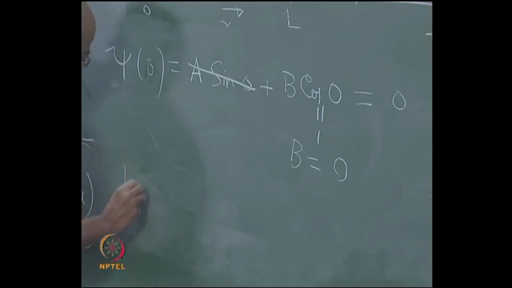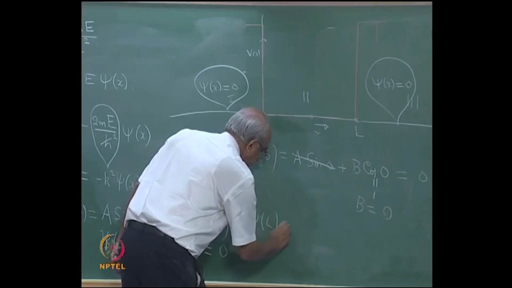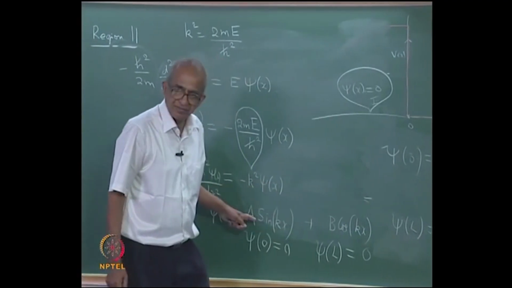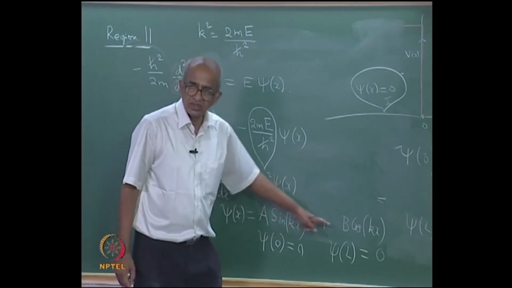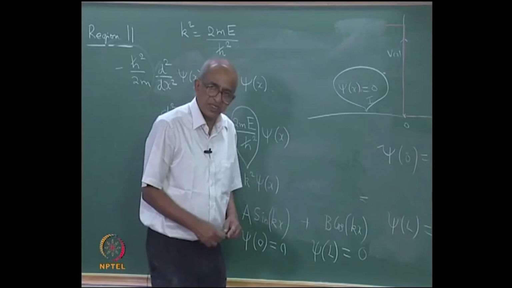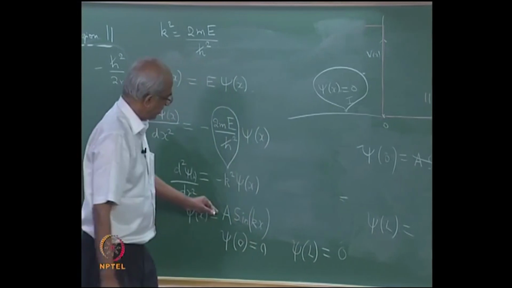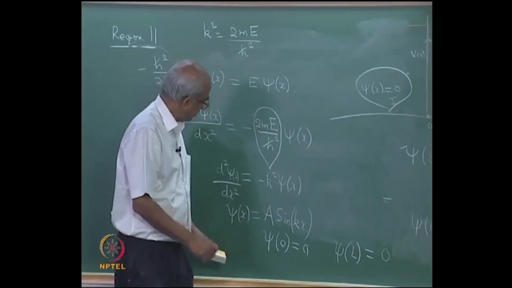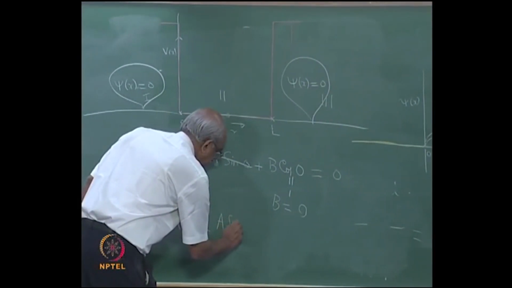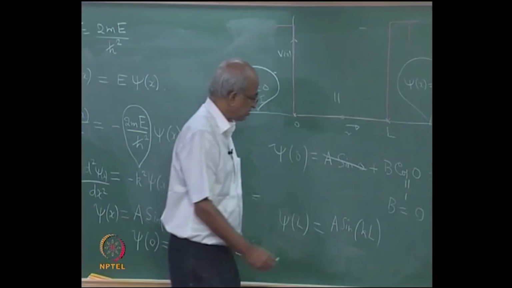Then psi at x equal to L. This is the general form of my function, but now I have found that in order to satisfy my first boundary condition, b must be 0. So, let me put b equal to 0, this goes, and so that is my function now. And in there, if I put x equal to L, what will be the answer? The answer is going to be a sin kL, and this must be equal to 0.